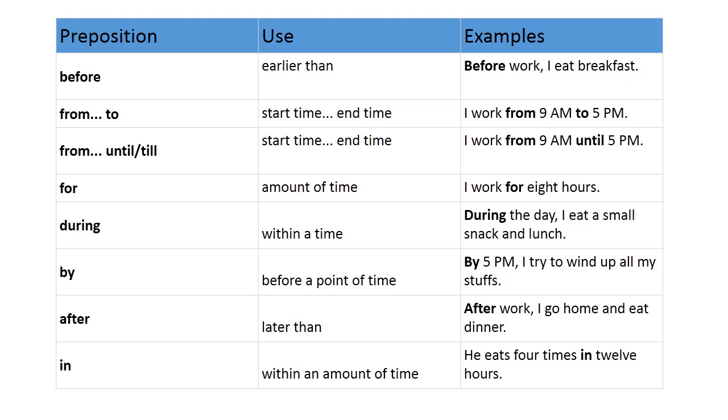By is used for before a point of time. By 5 p.m. I try to wind up all my stuff. After is used to describe later than. After work, I go home and eat dinner. In is used to show within an amount of time. He eats 4 times in 12 hours.